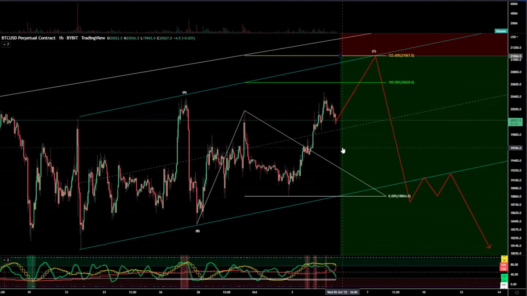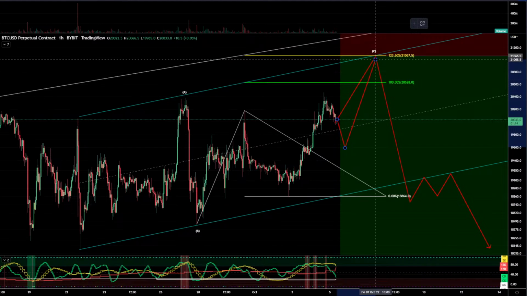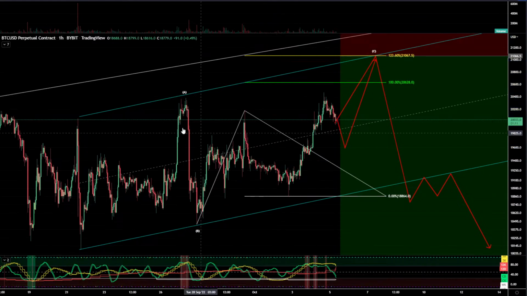Are we going to go a little bit lower? It's very possible that we go down here to about this area, at about 19,600, before we see that move up. And that would be okay too. And why do I use that level as an example?